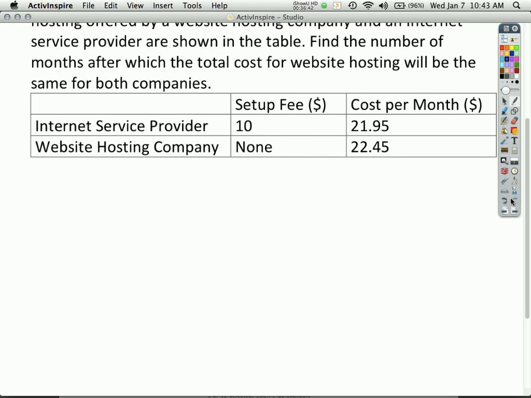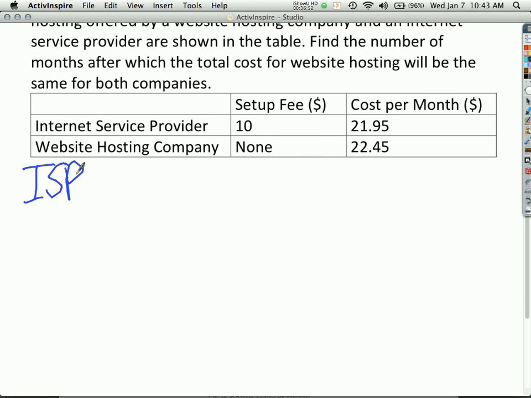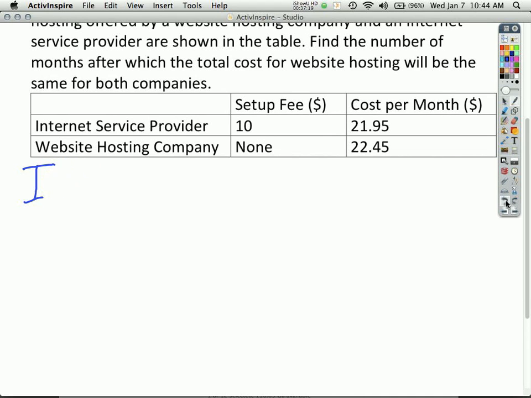So now we have to learn how to set up an equation. Anyone think they already know the equation for the ISP? Give me a thumbs up if you think you already know it. Got a few people who think they do? Okay. Tristan, what do you think it is? 10 plus 21. Okay, it's pretty good. Let's see if that works out. So let's back up for a second, see if he's right.